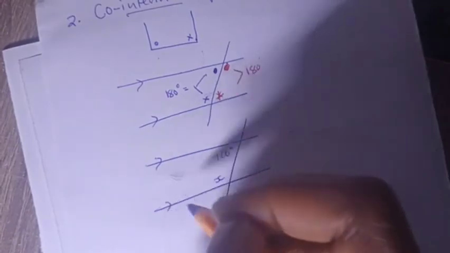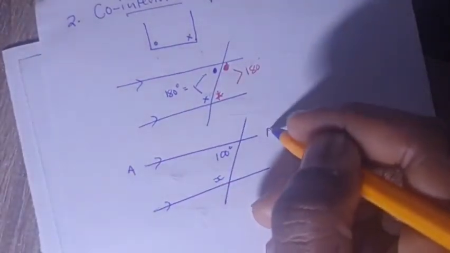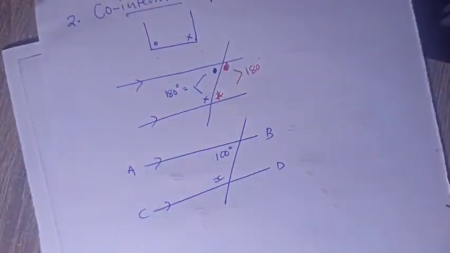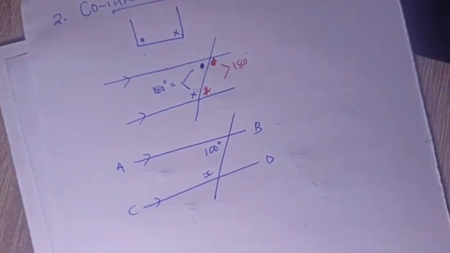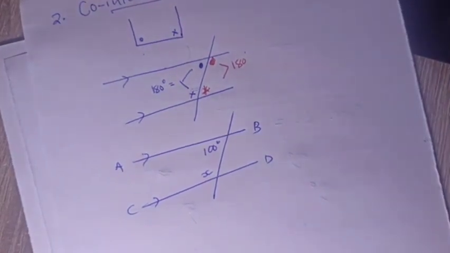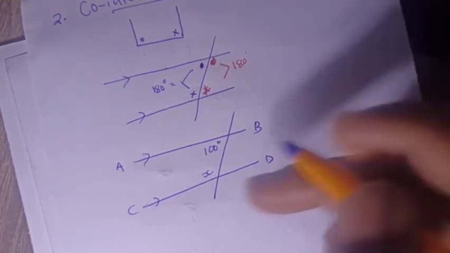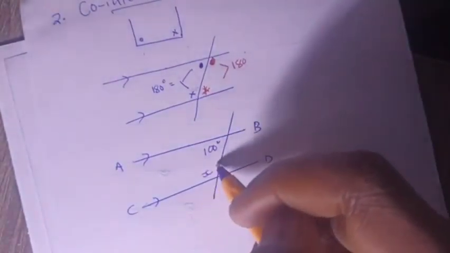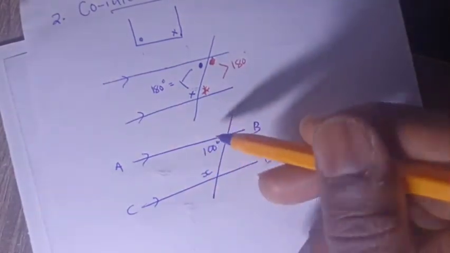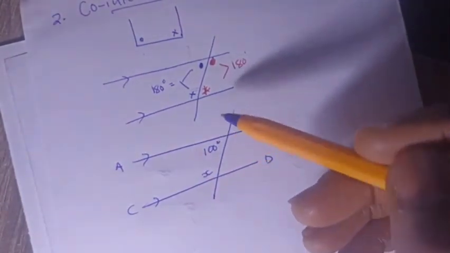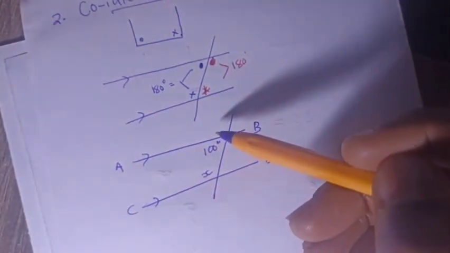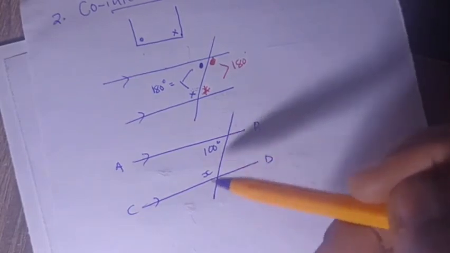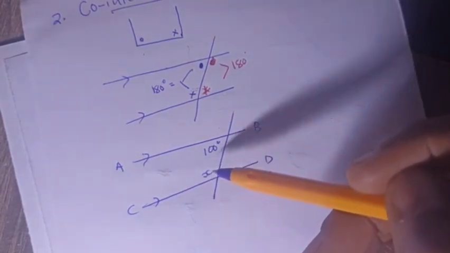So obviously parallel lines, A, B, and C, D. Okay, so what are we going to do here? The question will say, find the value of the unknown variable. What is the unknown variable? It is x. You want to know how much this angle is. So obviously they're not corresponding. If they were corresponding, this one would be here and there. This one is not corresponding.